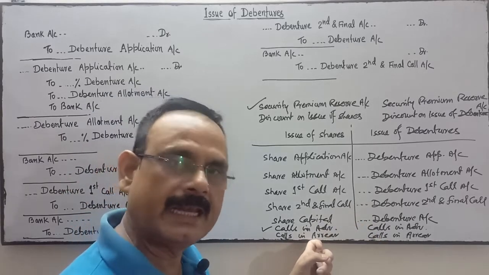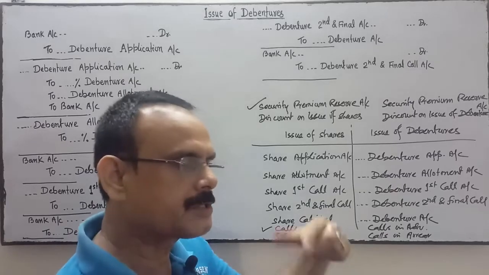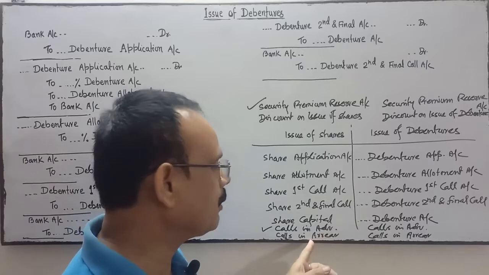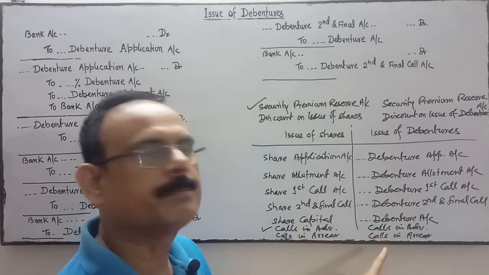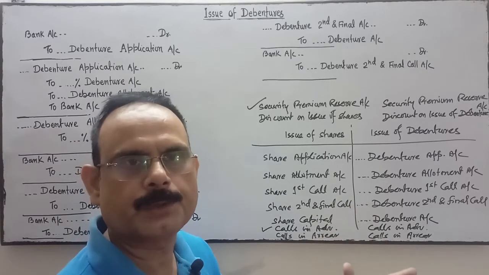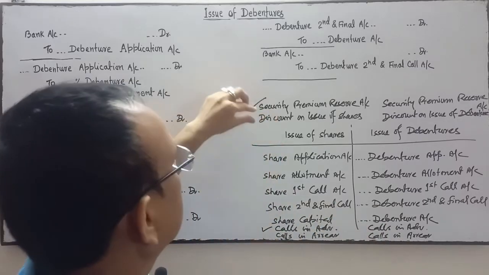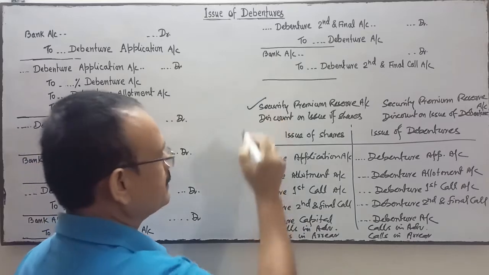Similarly with the calls in arrear, if the company has called and the shareholder didn't pay the amount, then we will open the calls in arrear. Similarly, when the company called the amount from the debenture holder and the debenture holder failed to pay, then calls in arrear. So the similarity is in these three.